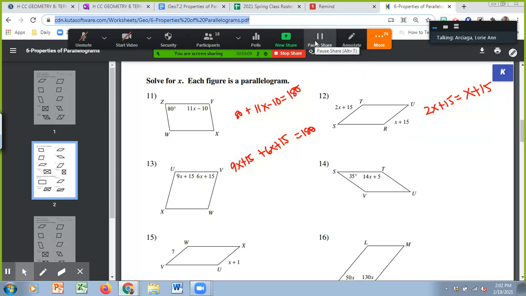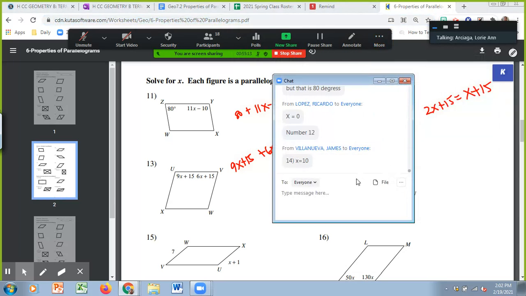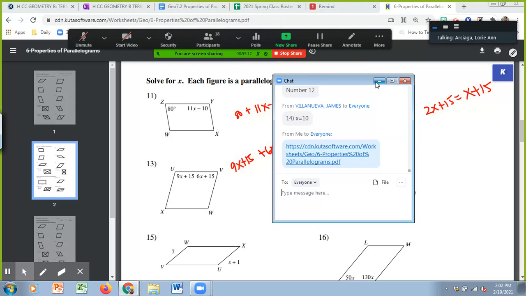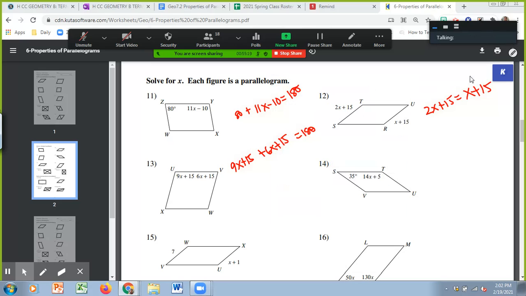Okay, so where's the chat? We are doing this in case. There you go. So we are on this website right here. We're just practicing the computational part. All right. Now this one, they're right next to each other again, so you have to make them equal to 180. Okay? All right, we'll keep doing that.